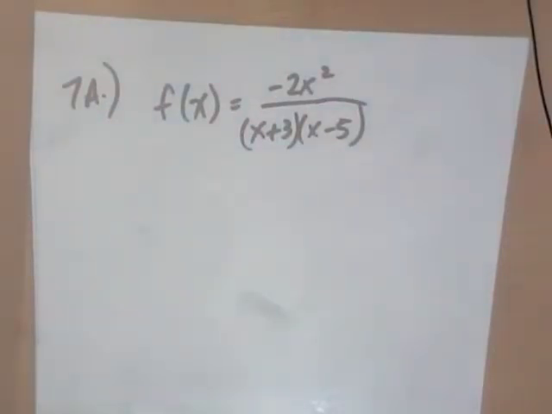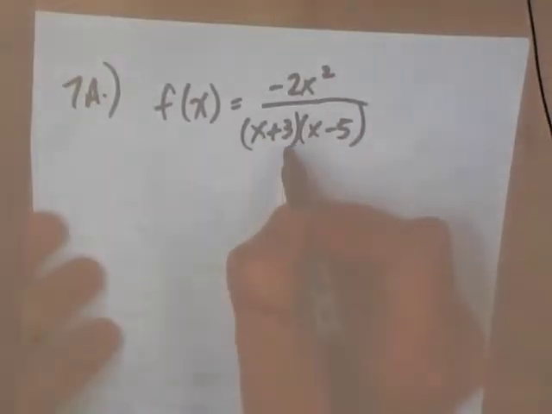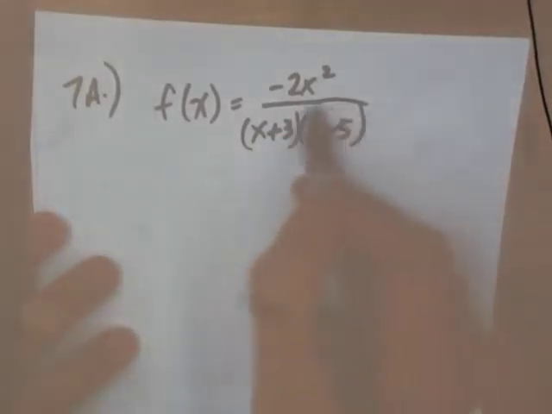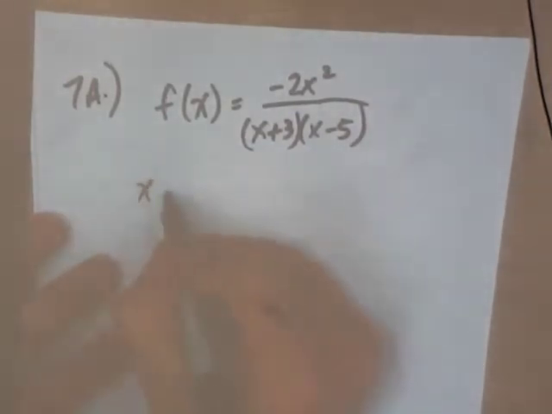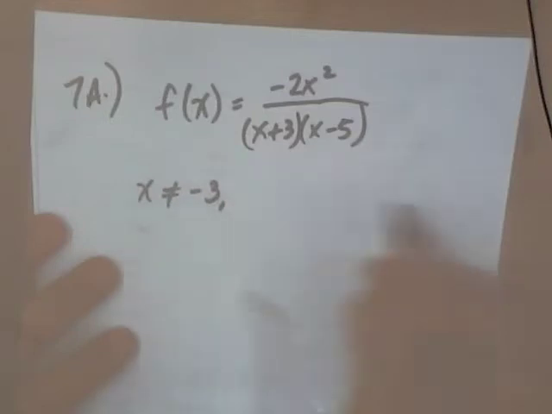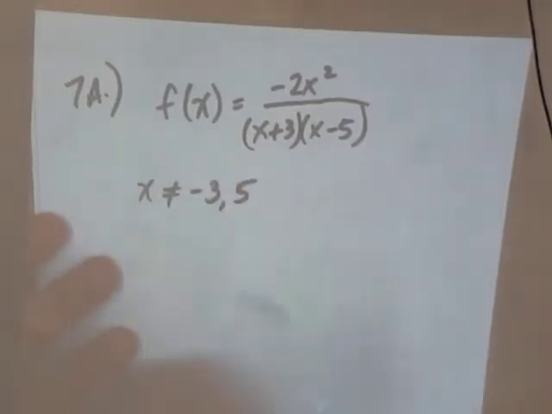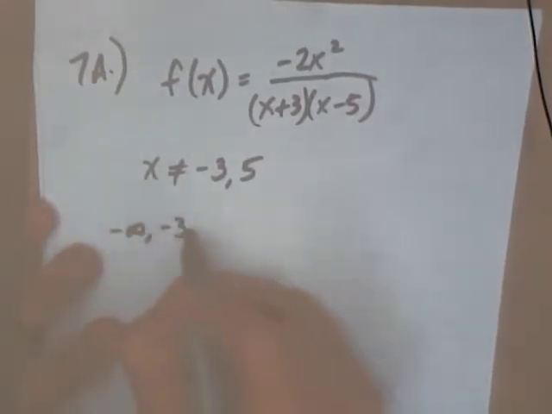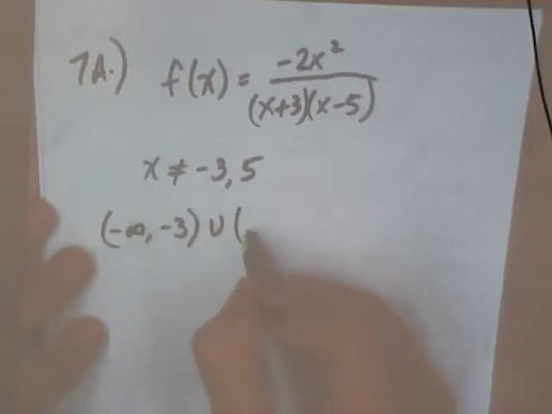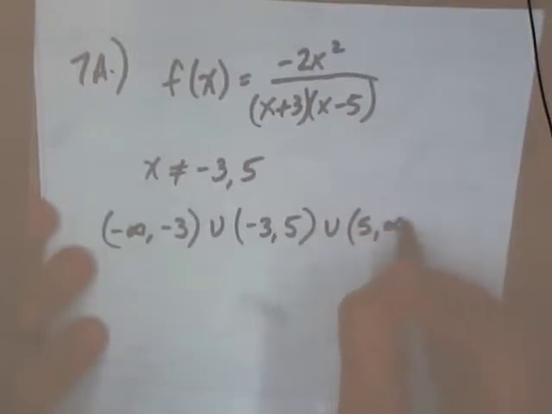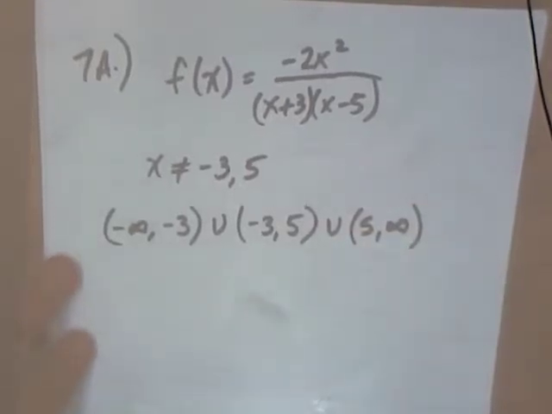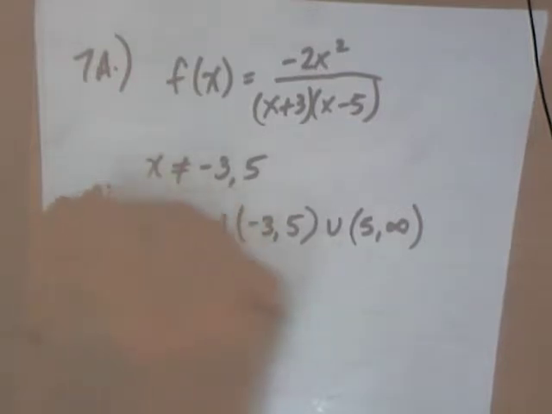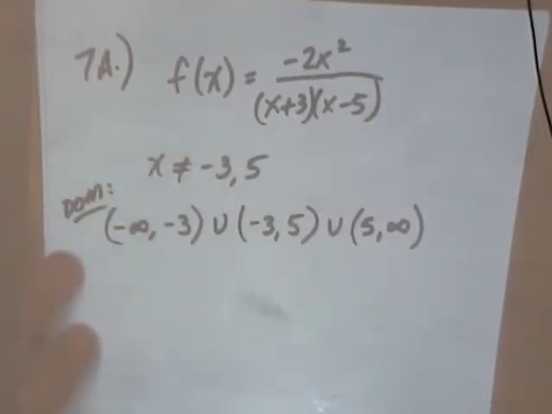Okay, so the domain is basically all real numbers minus any restrictions, right? We've got to take out the restrictions. So X can never have zero in our denominator. So we're going to make sure that X is never equal to negative 3 or 5, right? So if we write that in interval notation, negative infinity to negative 3, union, negative 3 to 5, union, 5 to infinity. Questions on 7A?